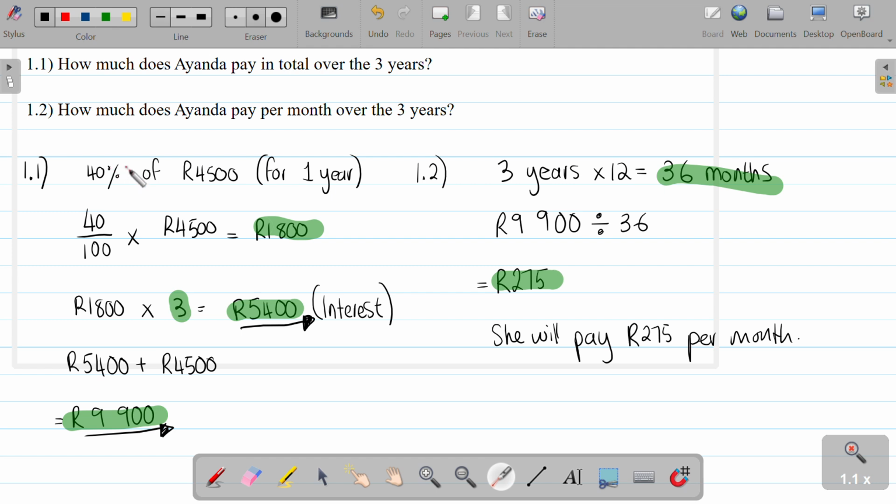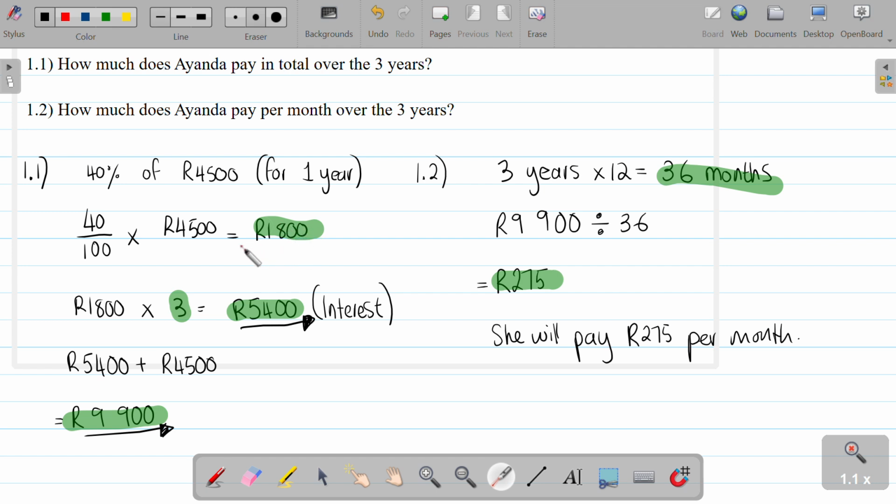So 1.1, what we need to do is find out what is 40% of 4,500, because that is how much is being charged per year. So that will be for 1 year. That would be the interest charged for 1 year. So we're going to do that calculation. We'll say 40 over 100, which is 40%, times 4,500, and that equals 1,800. And remember, this is for 1 year.